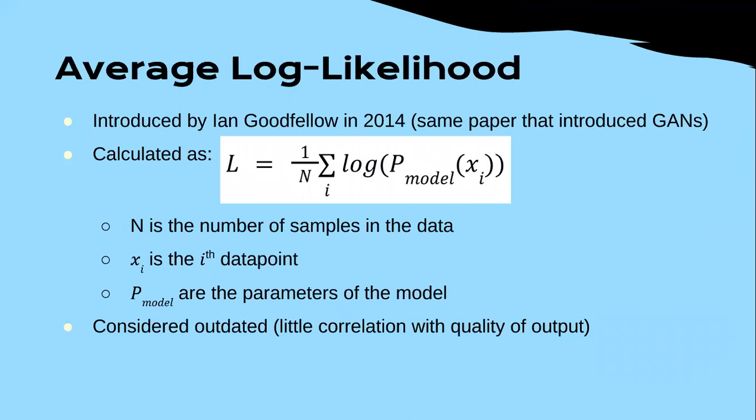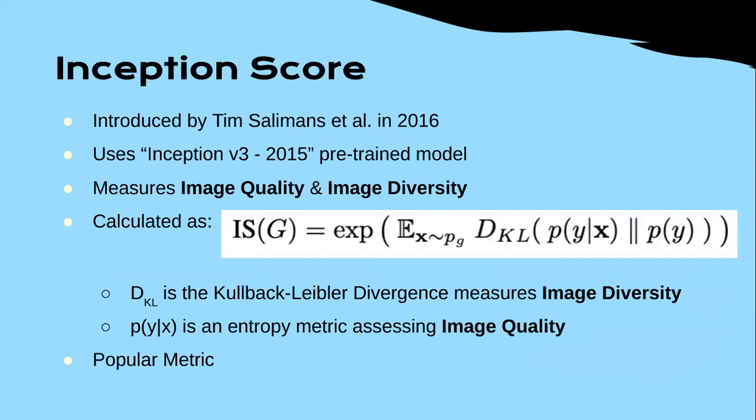Average log likelihood is no longer a popular evaluation metric. It was introduced by Ian Goodfellow in 2014, in the same paper that introduced GANs, but it is no longer very popular, so we can go ahead. Inception score was introduced in 2016 by Salimans. It uses a pre-trained model, Inception version 3. It measures image quality and image diversity, and it is a popular metric still in use today.